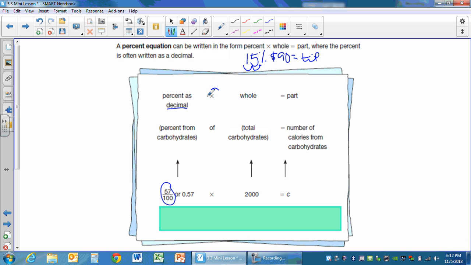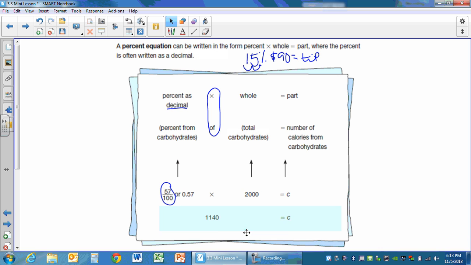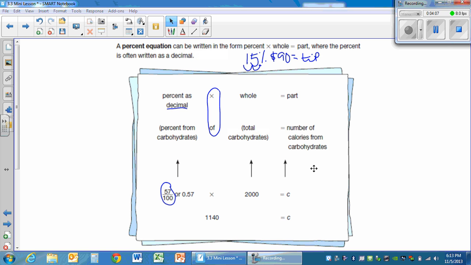Of, we said, means multiply, and here they show that. And then we're going to use the total amount of calories, which is 2,000. Then we're trying to find C, or how many calories come from carbohydrates. So they just set up the equation using the percent times the total. After they did that, they just multiplied 0.57 times 2,000 equals C, or again, C is equal to 1,140 calories come from carbohydrates.